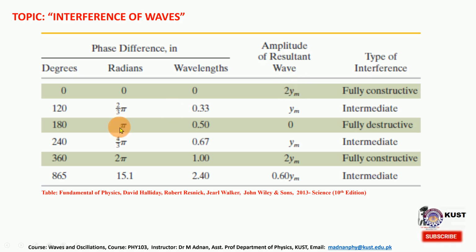Now, when the two waves have a phase difference of pi, or they are 0.5 lambda apart, then we'll have destructive interference. See, the sinusoidal function repeats its value after 2 pi. So again, if the phase difference is 2 pi, or they are 1 lambda apart, we will still have constructive interference. The other situations are for the intermediate interference, as we have discussed.